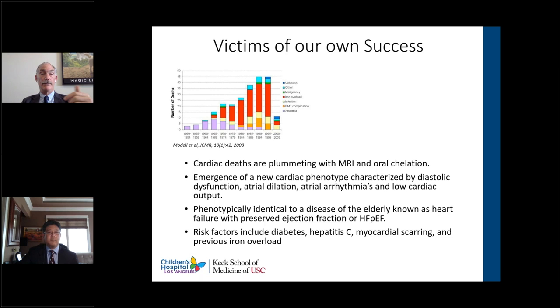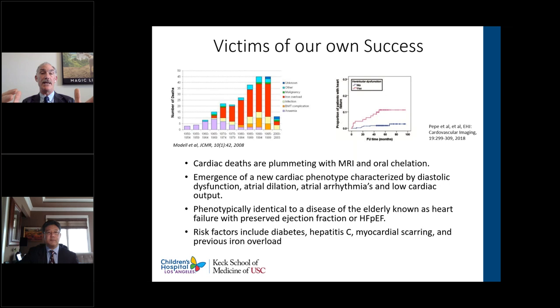So the risk factors in thalassemia include diabetes, hepatitis C, myocardial scarring, and previous iron overload. And this is just a schematic from the MIOT network, which shows heart failure on the vertical as a function of time of observation. The red is classic iron cardiomyopathy, but the blue is the prevalence of HFpEF. And you can see right now it's about a quarter of the total cases of heart failure.